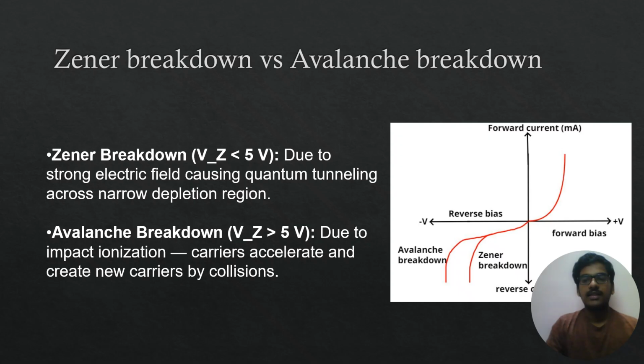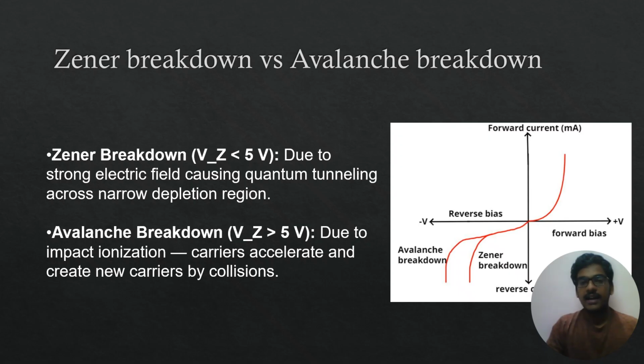Let's see the differences between Zener breakdown and avalanche breakdown. There are two types of breakdowns, Zener and avalanche breakdowns. Zener breakdown occurs at low voltages, typically below 5 volts, due to quantum tunneling caused by a strong electric field in a heavily doped diode with a thin depletion region. It has a negative temperature coefficient. It means breakdown voltage decreases slightly as temperature rises.